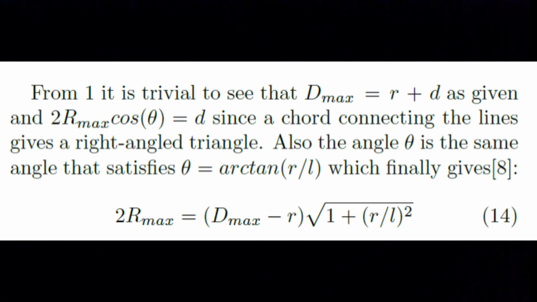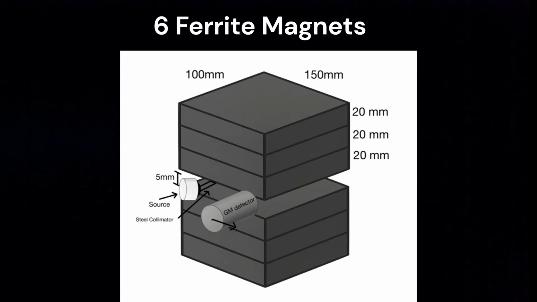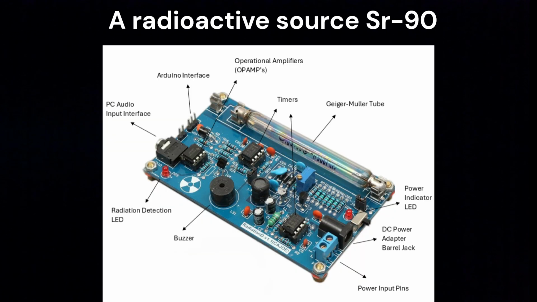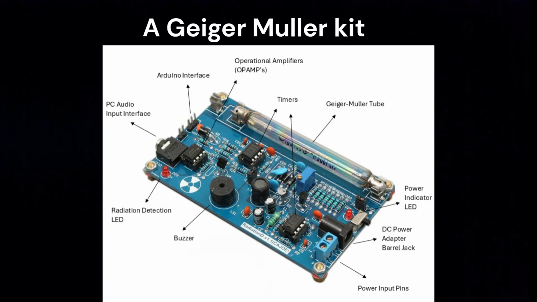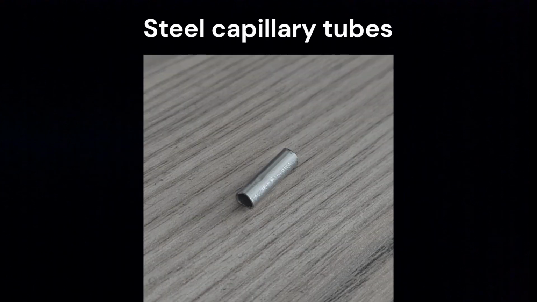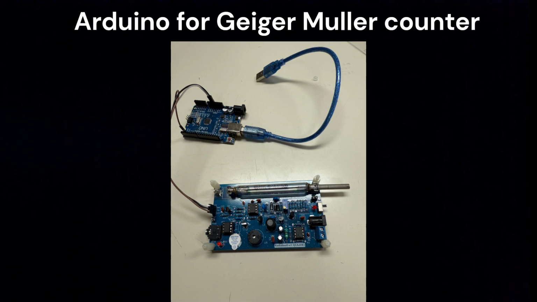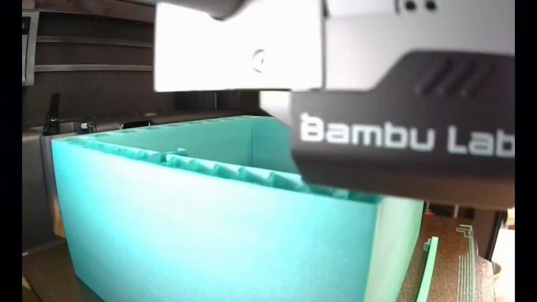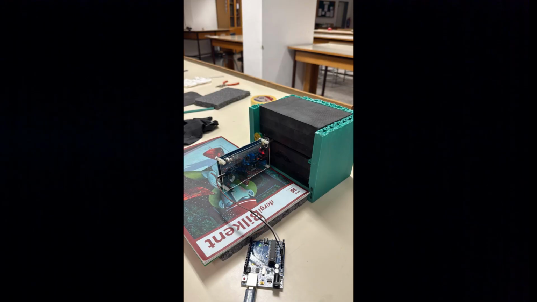The equipment for the experiment are 6 ferrite magnets, a radioactive source Sr-90, a Geiger-Müller tube system which we built for this experiment, steel capillary tubes for collimation, and an Arduino for the Geiger-Müller counter. We also designed a housing for the setup and 3D printed it. So the complete setup looks like this. The housing and collimators ensure directional control of beta particles and reduce external magnetic field effects.